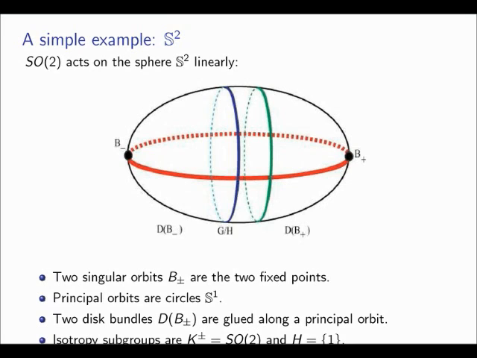And for any other points, different from B minus and B plus, every element will move the point to another point. So the only element that fixes these points is the identity, so you have H equal to 1. So this is the action of the SO(2) on S2. This is a cohomogeneity 1 action, because the orbit space is given by this interval here from B minus to B plus.